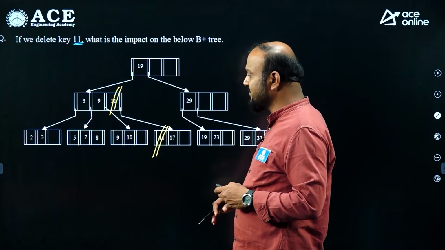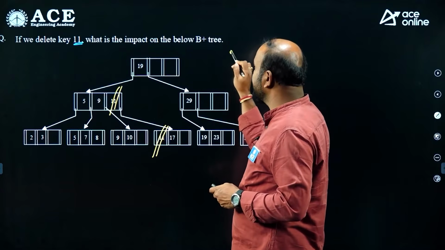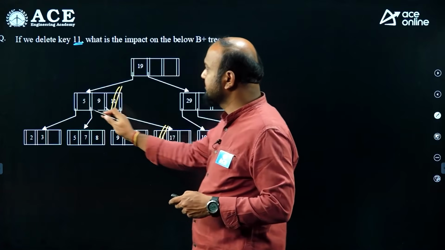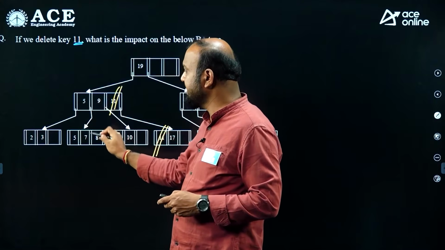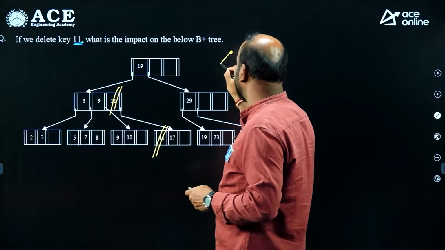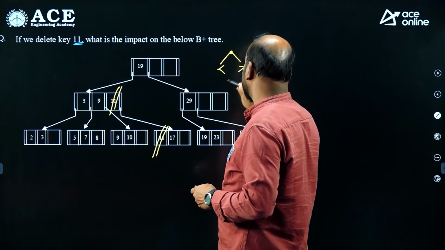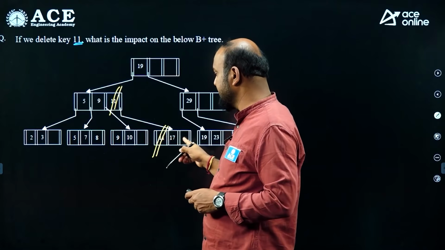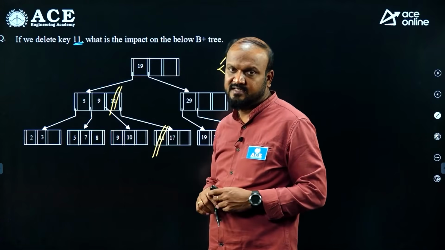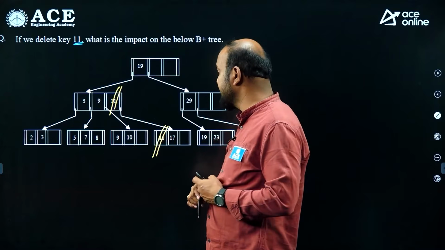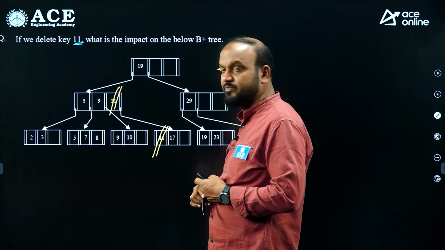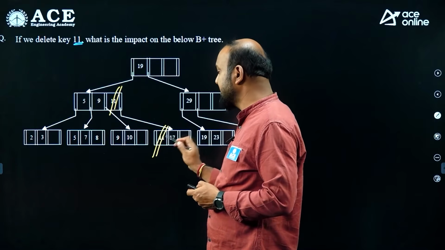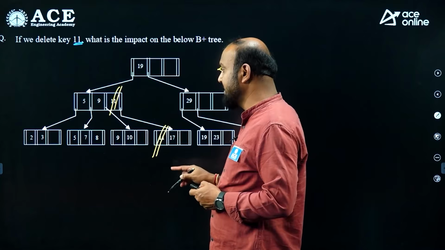By looking at this, the property of this B plus tree is: 5's left is 2, 3, and 5's right is 5, 7, 8. Means left is less than, right is greater than or equal to. If 11 is deleted, look at here, how many keys are there? 3 keys. Minimum keys is 3 by 2, upper bound, means 2 keys should be there. But there is only 1 key, so it is imbalanced.